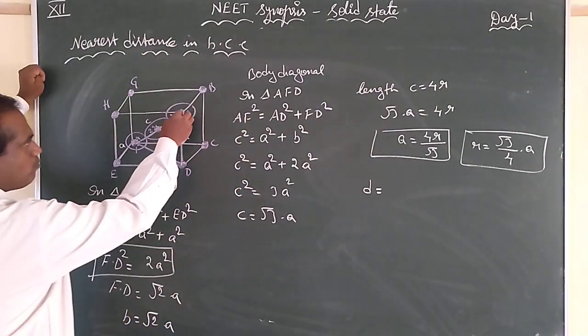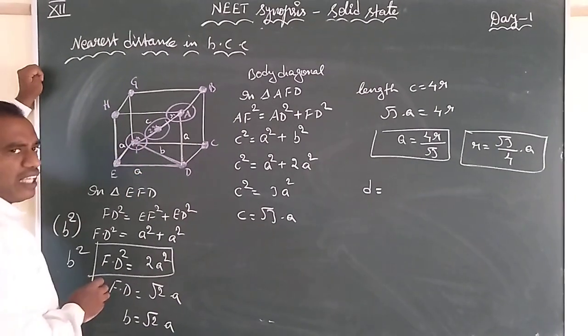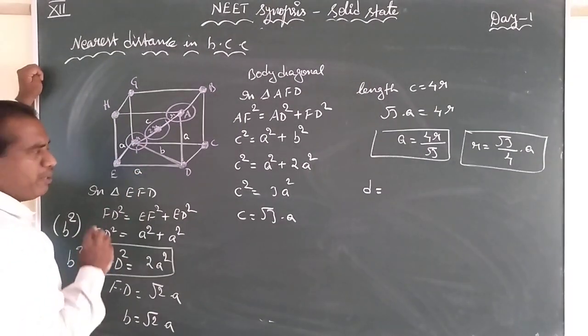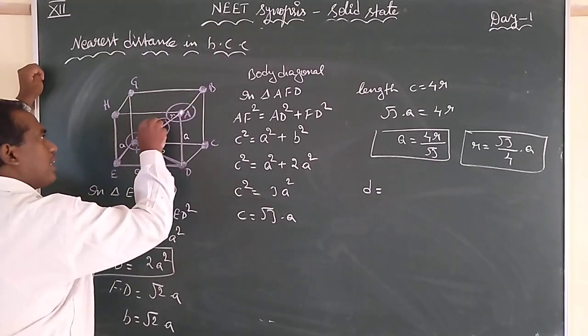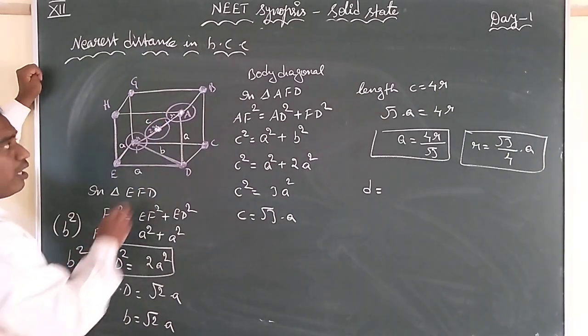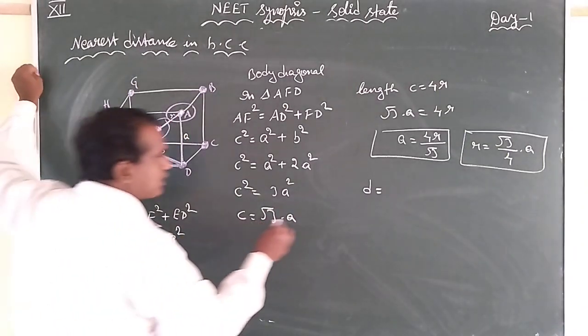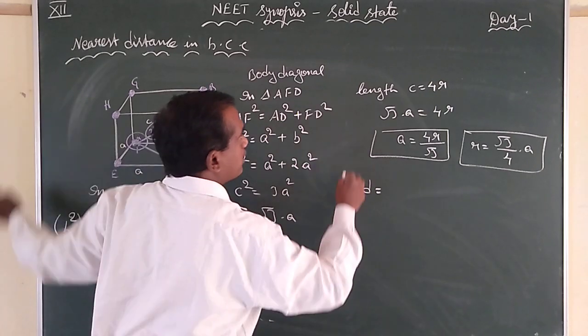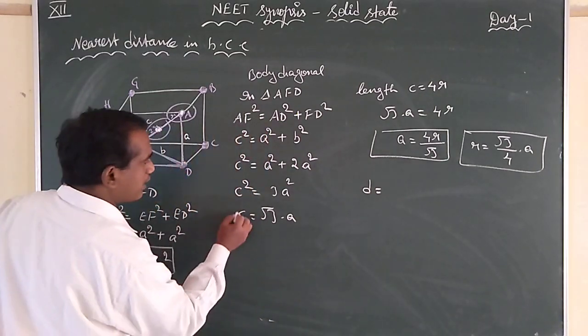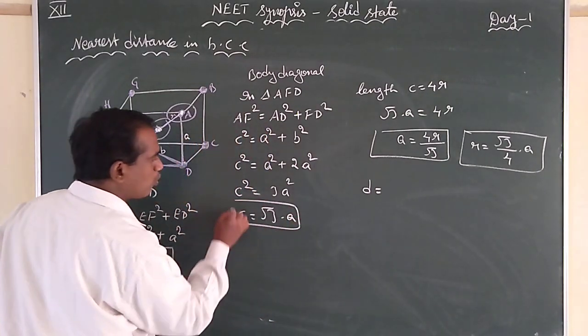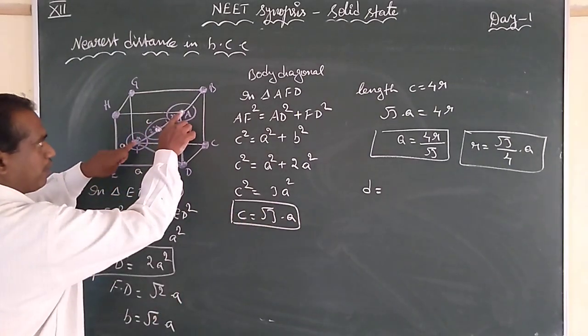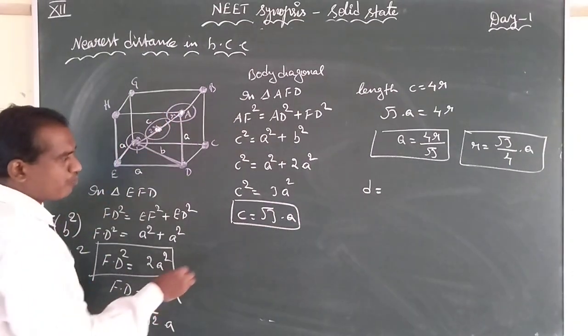Here to here we set the body diagonal around the BCC. But from here to here, how much is the distance? The body diagonal, how much had we given, children? It is equal to root 3 into a. From here to here, we get root 3 into a.